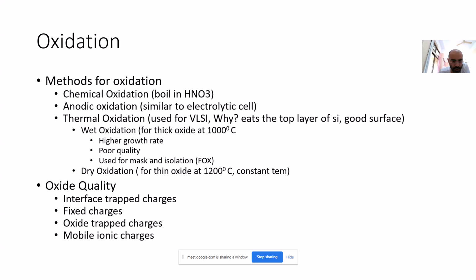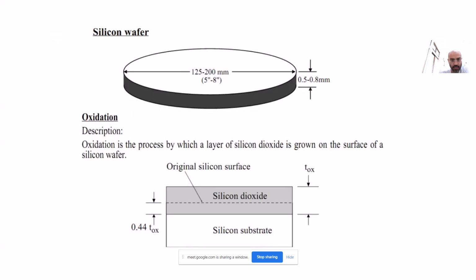And let me tell you, this particular slide we have missed. So I just wanted to give some more time to this particular thing.